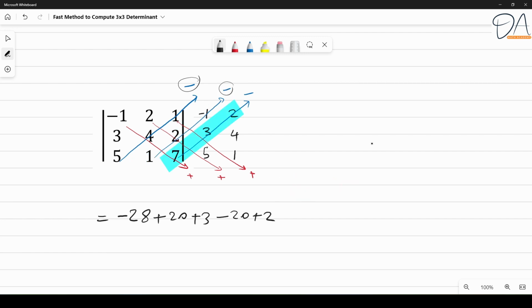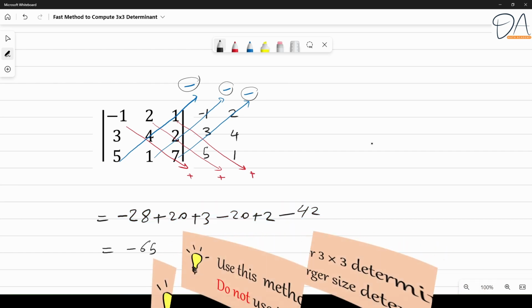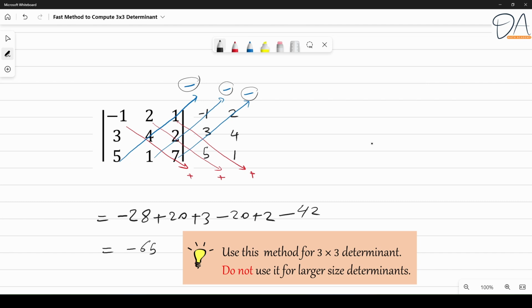7 times 3 times 2, this gives us 42. And then again, we need to add a negative sign to it. So we get minus 42. If you calculate all of this, you'll get minus 65. So that's the value of the determinant. So this shortcut works for 3 by 3. Don't apply it to other larger sizes.